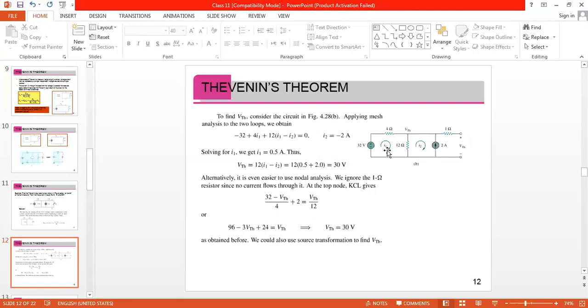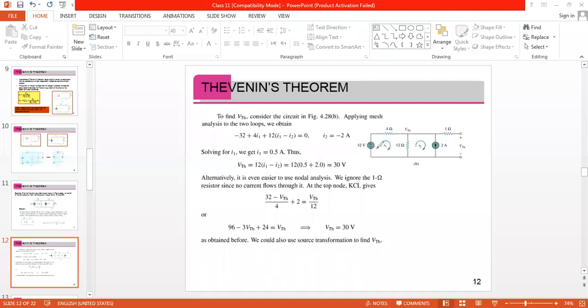But here we are going to use the mesh analysis. Mesh analysis says that if you look at this circuit, there are two meshes. The first mesh is this one, and the second mesh is this one. Now looking at the first mesh, mesh analysis says that the total voltage rise will always be equal to the total voltage drop.